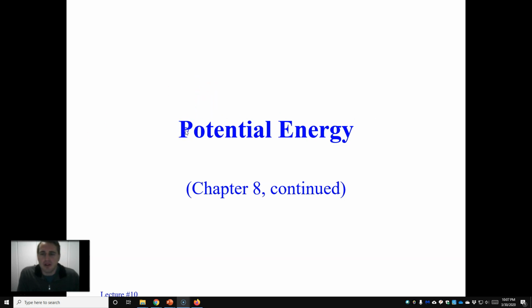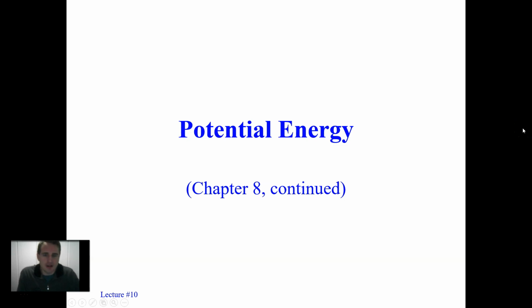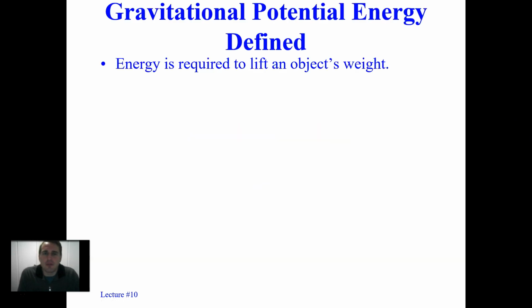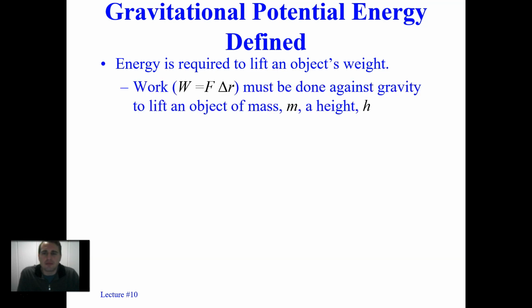Okay? So, first things first, let's define what we mean by gravitational potential energy. We know that energy is required to lift an object against its own weight. We know that work, with force and displacement being in the same direction, done against gravity to lift a mass m, height h, is going to be W equals mgh, because the force is weight, mg, and the displacement is just the height h.